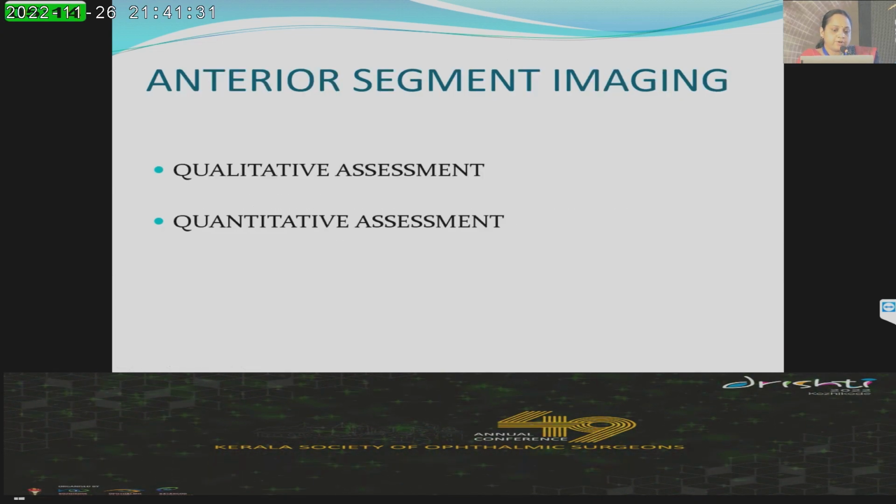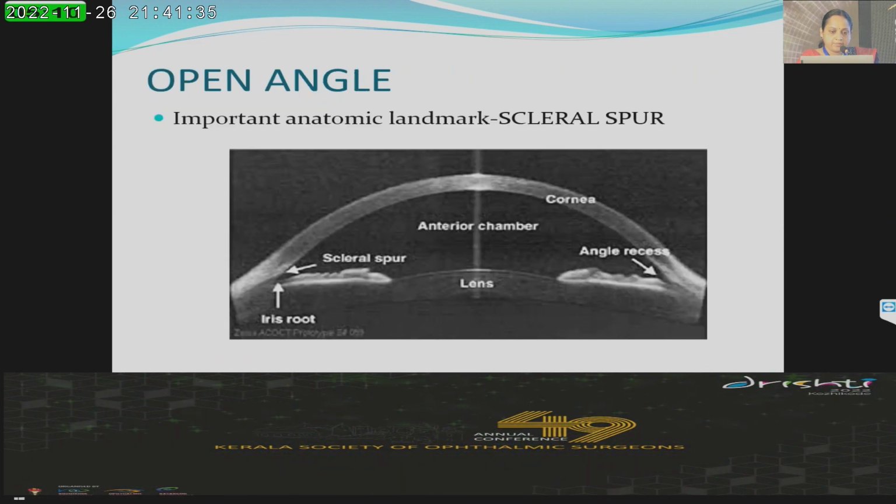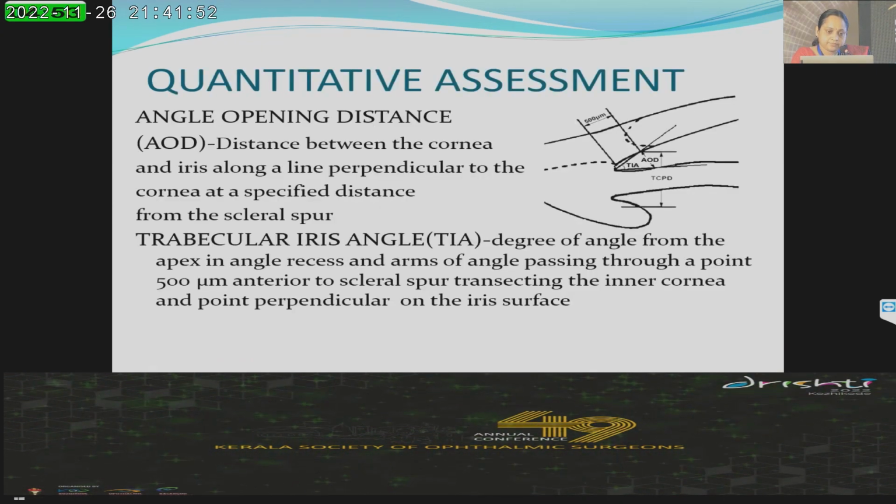Both qualitative and quantitative assessment can be done with anterior segment imaging. The most important landmark is the scleral spur. You can identify the scleral spur as a junction of the radiotranslucent cornea with the radiopaque sclera. It lies at the corneoscleral junction as an inward protrusion.